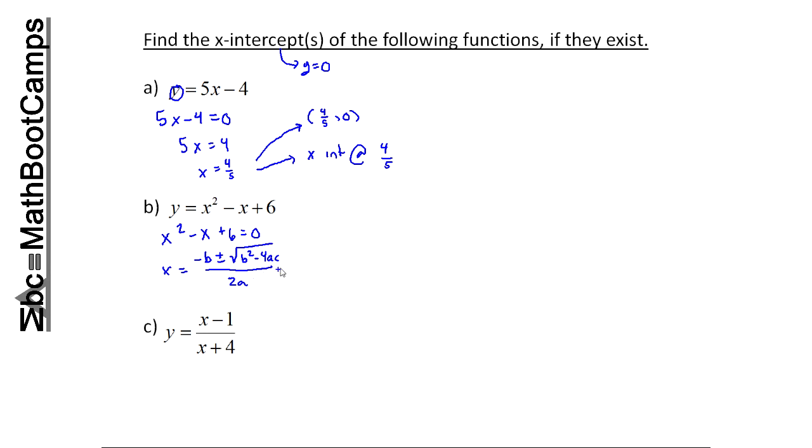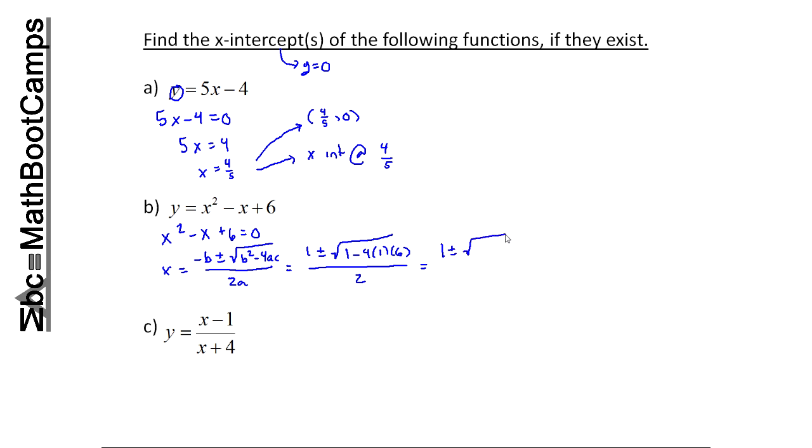All right, so let's see what we get. Negative b, that would be negative 1. So that'd be 1 plus or minus the square root. Okay, negative 1 squared for b squared is 1 minus 4 times a, which is 1, and then c, which is 6. Okay, and then divided by 2a, which is 2 times 1, so that's just 2. Uh-oh, so something bad's about to happen. I don't know if you see it yet, but let's see.